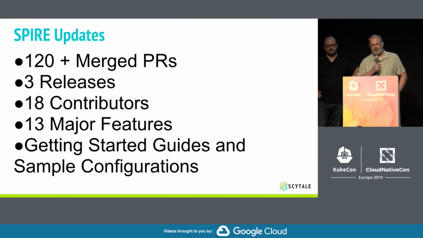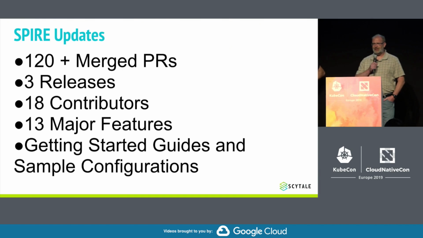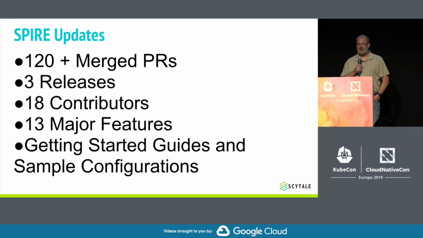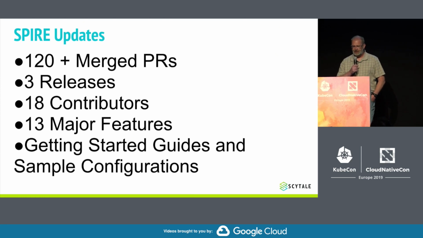All right, so a lot has happened since KubeCon in December in Seattle. We've merged over 120 pull requests. We have 3 releases that have been published. There have been 18 different contributors to the project. We've introduced 13 major features, and also published some getting started guides and sample configurations that make it pretty easy to get started and give SPIRE a try.